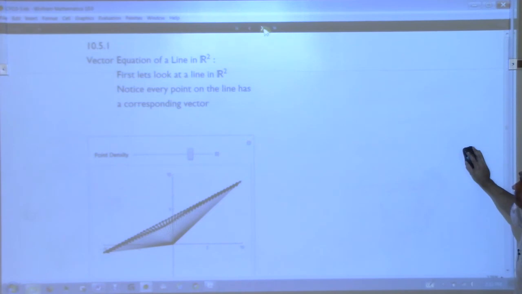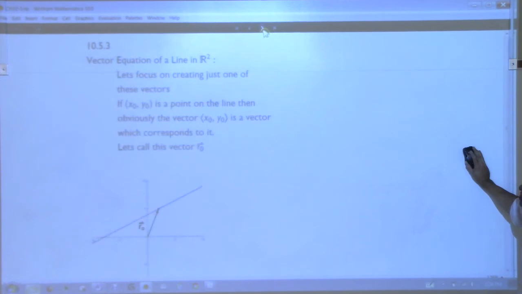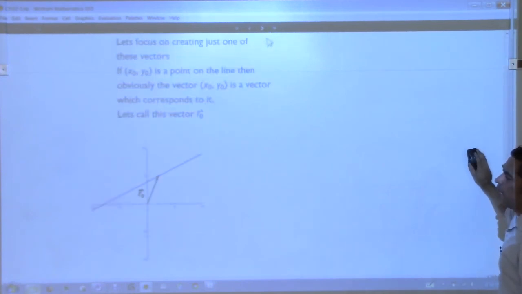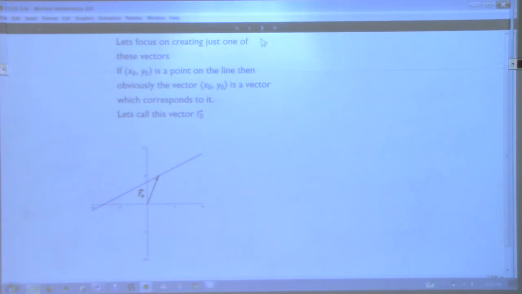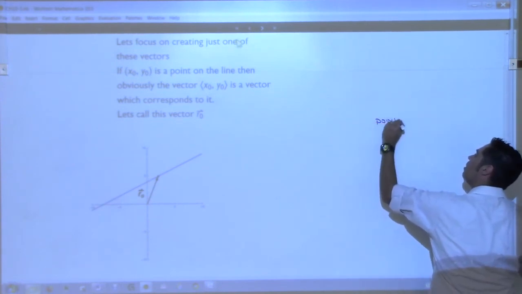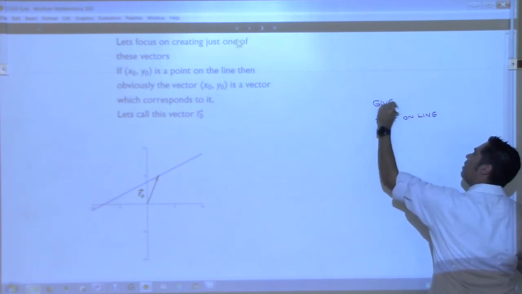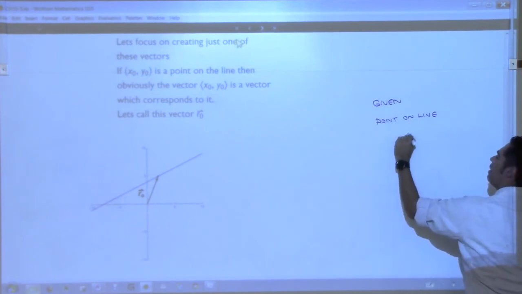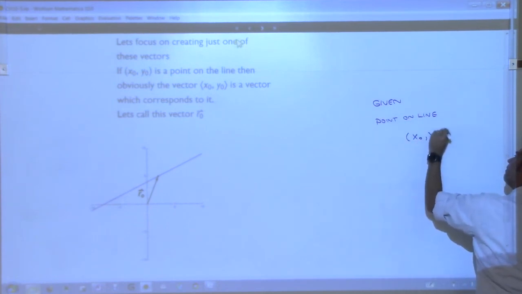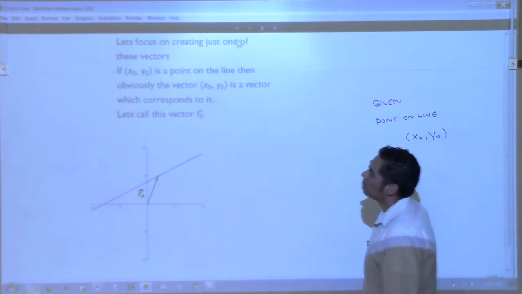So here's how we are going to do it. The equation of a line is an equation which generates all the vectors from the origin to every point on the line. There's infinitely many vectors. So here's the way we're going to begin. Let's say that we are given, to start with, a point on the line. And that line is given to us, all right? Given a point on the line. We call it x0, y0. So a good old point from college algebra. We have one point on the line.